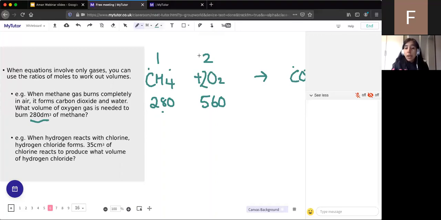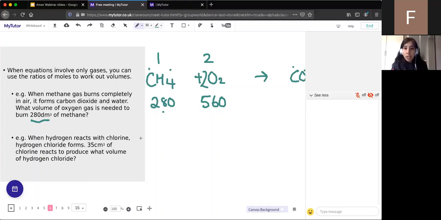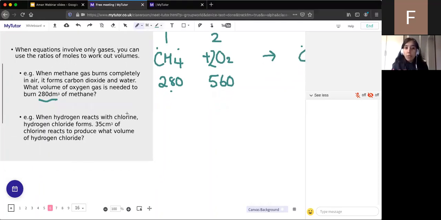But the key thing is that only applies when we've only got gases in the equation. If you've got anything but gases in there, you can't do that. You need to use the equations that we've already covered. So it's really important that if there's all gases, we can just pretty much use multiples of what's in the equation. If we do a second example of that, we've got hydrogen reacting with chlorine.